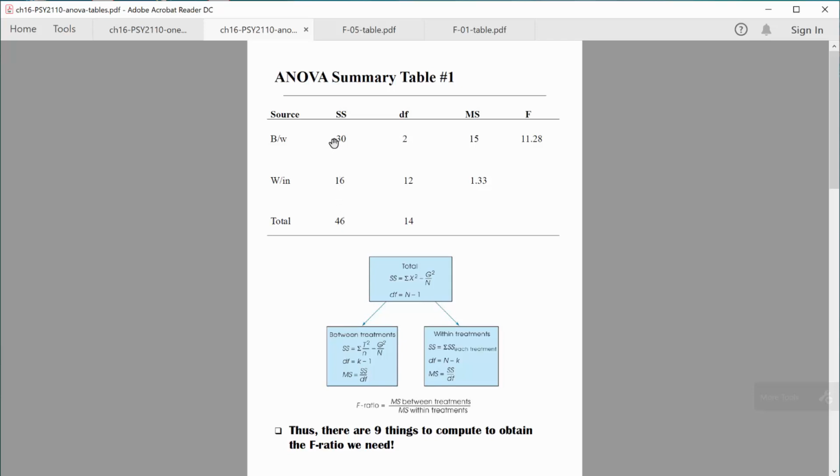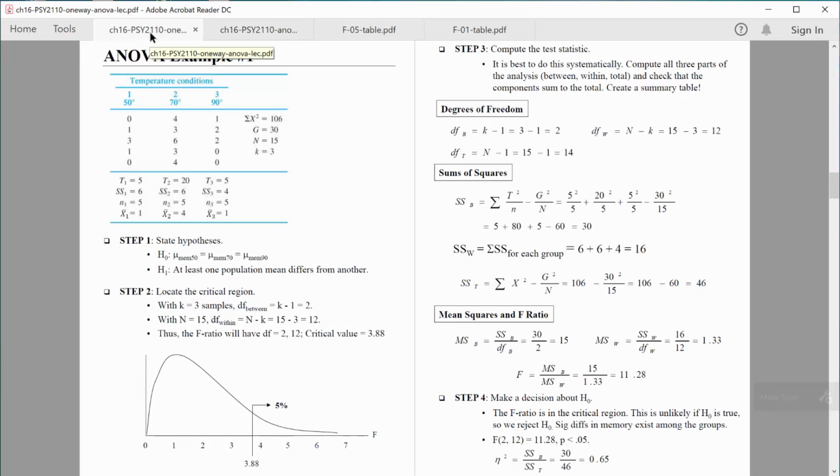If sum of squares between is 30 and sum of squares within is 16, I'm predicting that this is going to equal 46. So sum of squares total provides us with an opportunity to check our work. So here's the formula for sum of squares total. It says take the sum of x squared. And remember, we took every single value, we squared each of those values, and we added them up. And we found the sum of x squared was equal to 106.